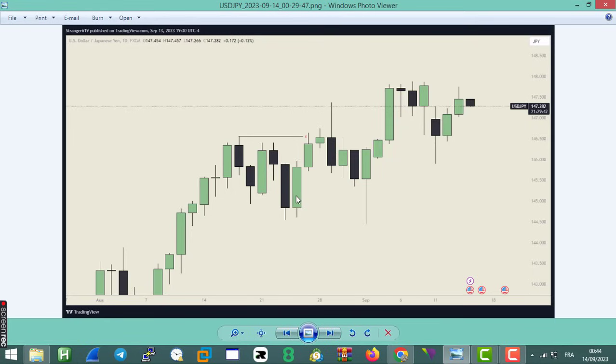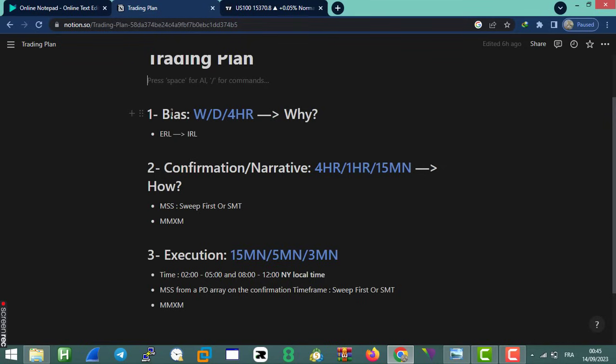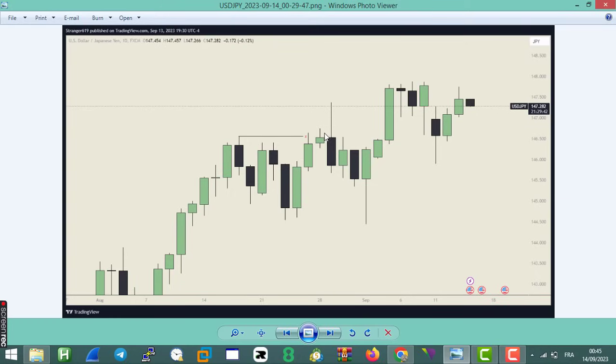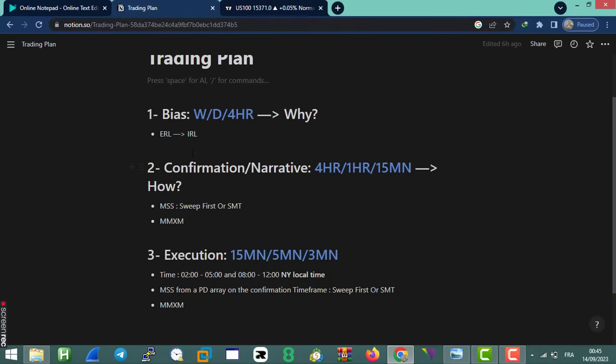We have an expansion higher. This expansion higher took external range liquidity in the form of a swing high and it left behind a fair value gap, an imbalance, internal range liquidity. So now our first step is done and we want to see a move lower, a retracement to that internal range liquidity right here.